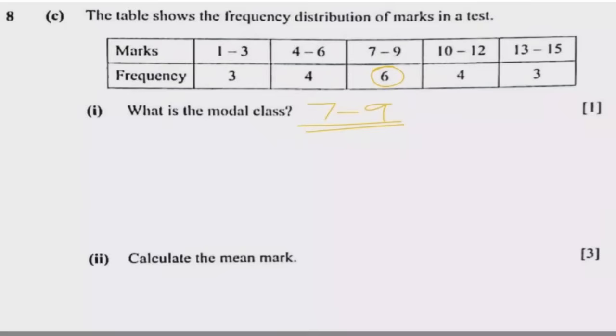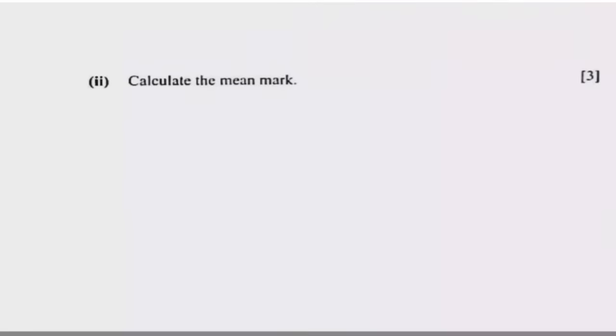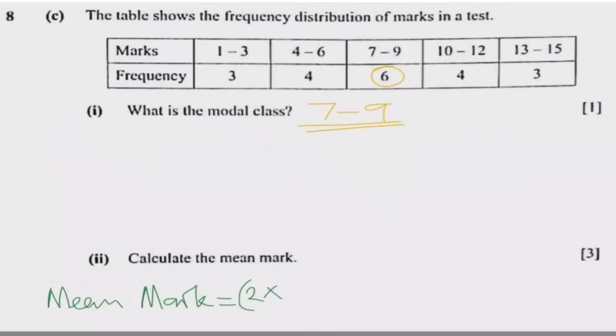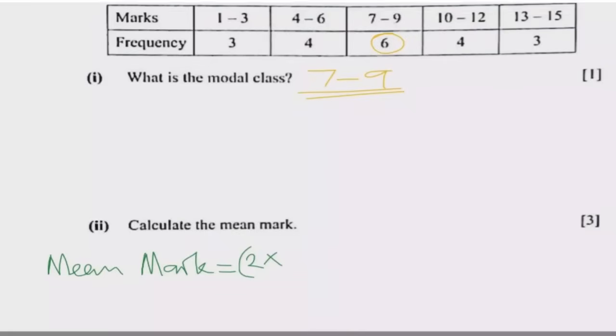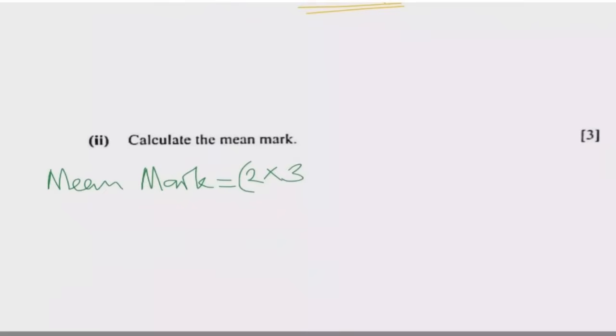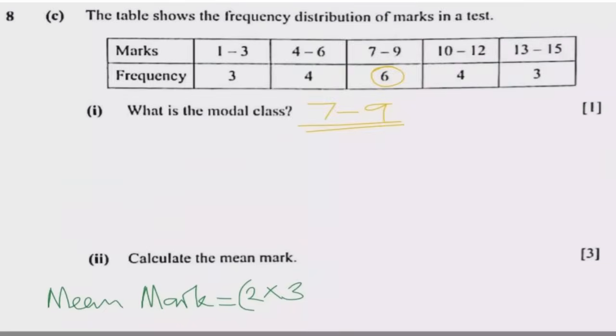So we're going to come up with this expression. Mean mark is equal to, we open bracket, we say 2, the number that is in the middle. So the middle number between these numbers is 2. So we're going to say 2 times 3. 3 is coming from the frequency.